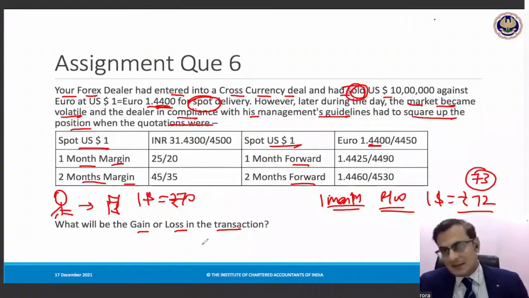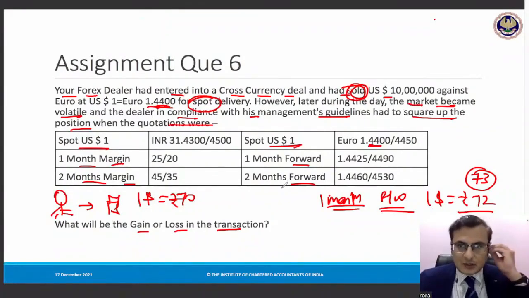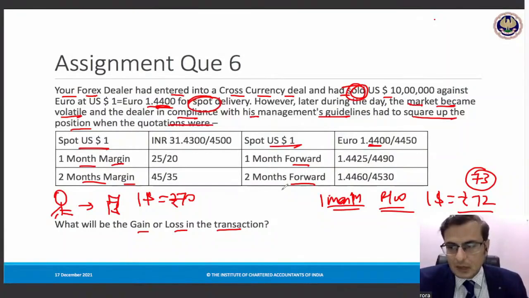Yeah, beta. Question number 6. Can we do that if there is no other doubt on this? Can I take you to the next slide so that we can solve this question? So you just have to tell about the gain or loss in this.